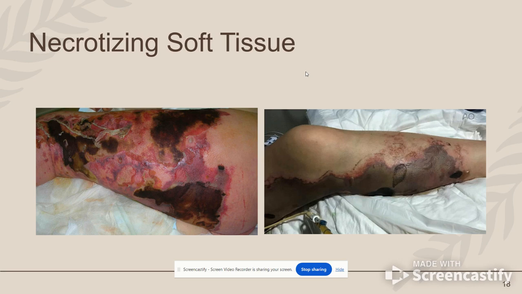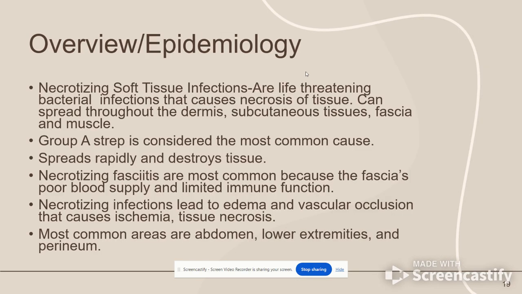It's also referred to as the flesh-eating bacteria, which is what necrotizing fasciitis is referred to as. They are life-threatening bacterial infections that cause necrosis of tissue. It can spread through the dermis, subcutaneous tissues, fascia, and muscle. Group A strep is considered the most common cause. It spreads very rapidly and destroys tissue. Necrotizing fasciitis is the most common because of the fascia's poor blood supply and limited immune function. So that's the part of the skin that is typically most at risk.